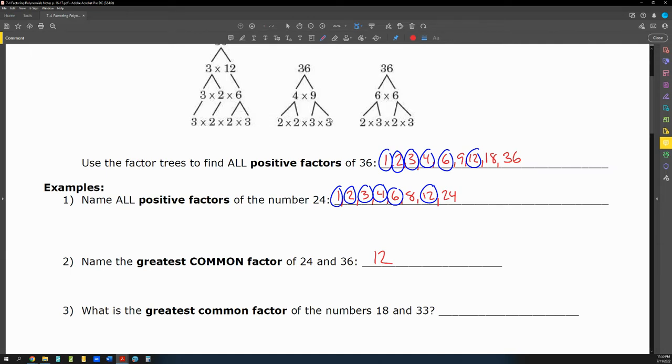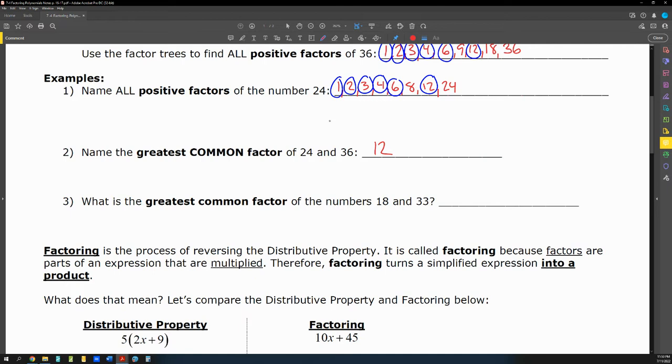Now let's find the greatest common factor of 18 and 33. So let's start by finding factors of 18. Factors of 18 are 1 and 18, 2 and 9, 3 and 6. Factors of 33, 1 and 33, and 3 and 11. So from this list, we have to find which factors are common factors. Well, 1 is always going to be a common factor. And we also have 3 as a common factor. So the greatest of these is 3.